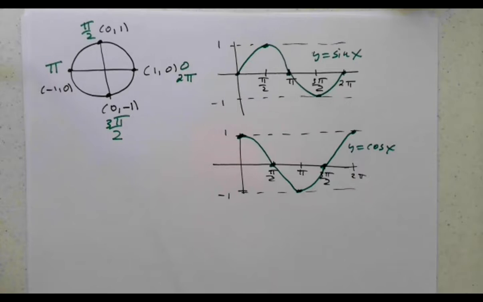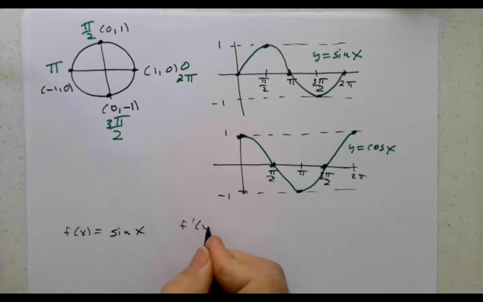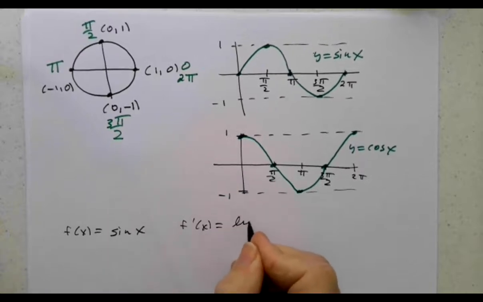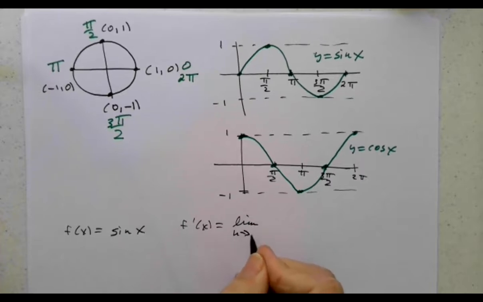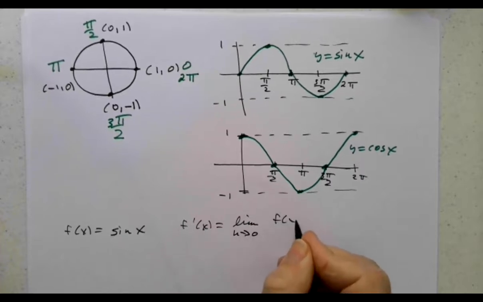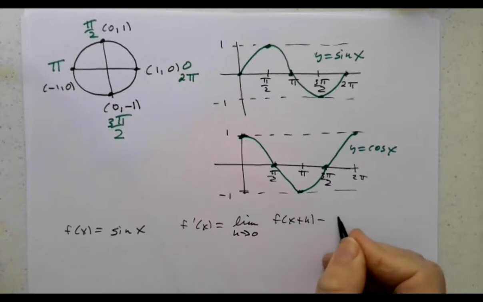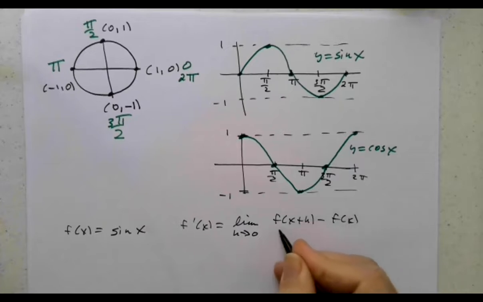Now, what do we want to do? We want to talk about the derivative. So the issue is if I have f of x equals sine x, what is f prime of x? That, of course, is the limit as h goes to 0 of f of x plus h minus f of x over h.